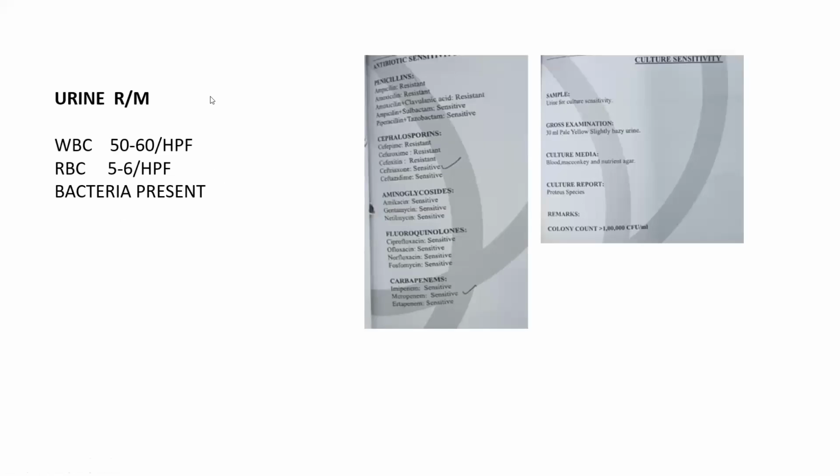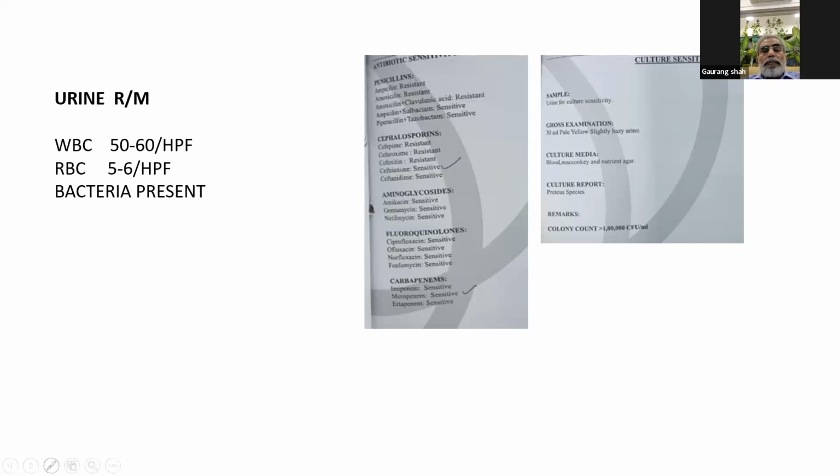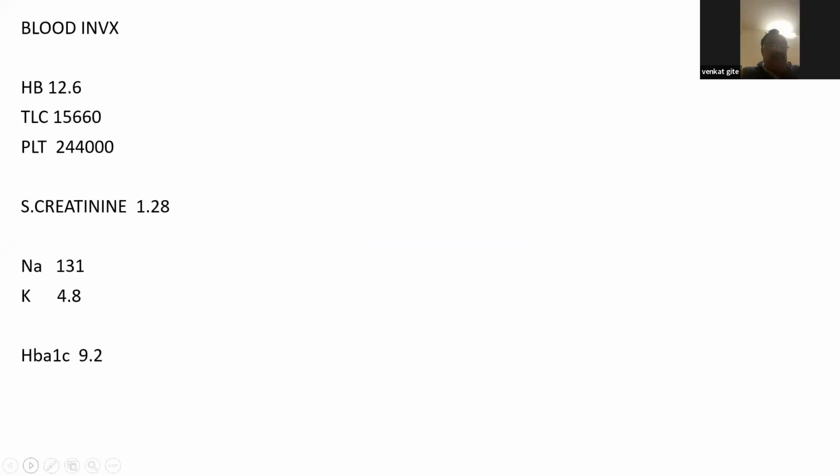On urine routine microscopy, the WBC are 50 to 60 per high power field, RBC are 5 to 6 per high power field. Bacteria is present. It's Proteus species, sensitive to multiple antibiotics. Okay. Next. Blood investigation: hemoglobin is 12.6, TLC is slightly raised at 15,660, platelet is normal, creatinine is 1.28 with normal reference range up to 1.2, sodium is 131, potassium is 4.8, and HbA1c of the patient is 9.2.